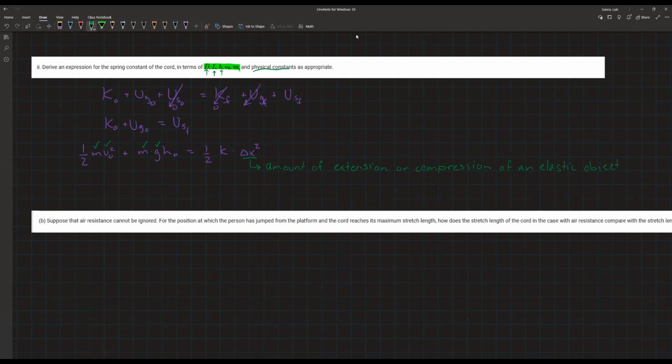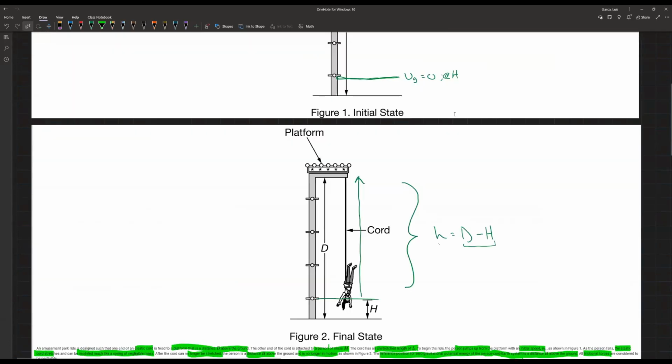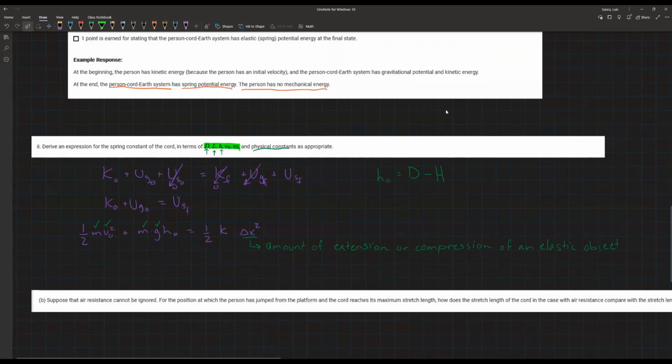Okay. So let's go ahead and see here. In this case, the original height of our person is going to be D, the height of that platform, the distance to the top, minus this variable H, where we are going to come to a stop, and they define the gravitational potential energy to be 0 here. So we measure from that point. So we got this one taken care of.